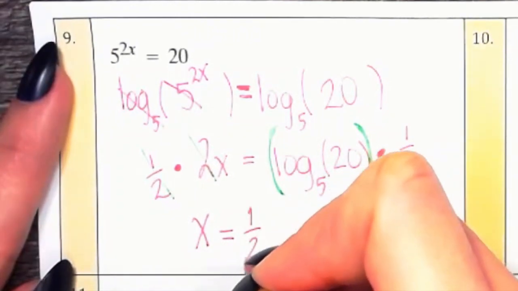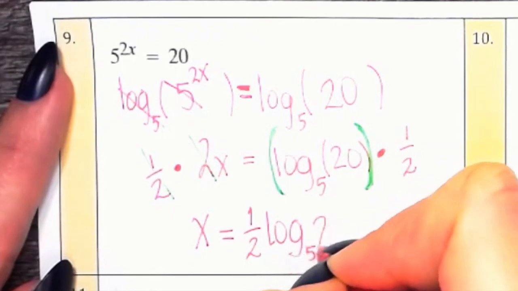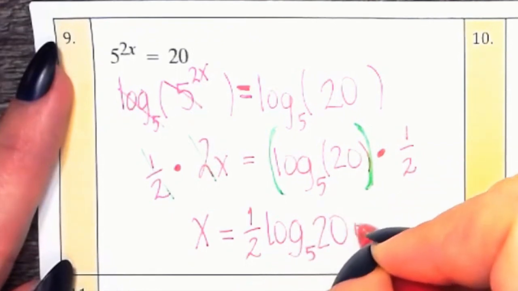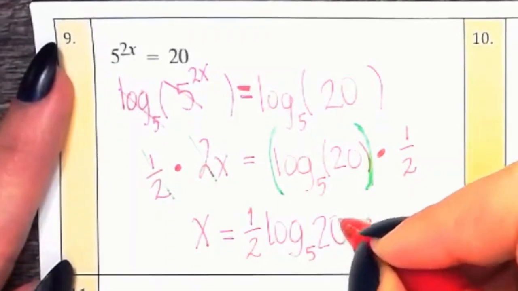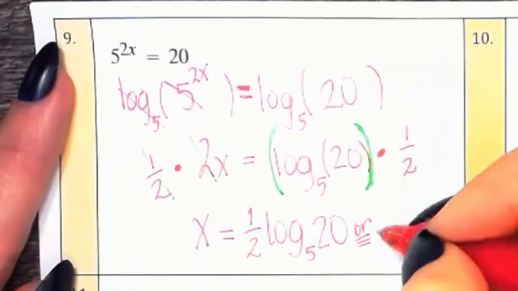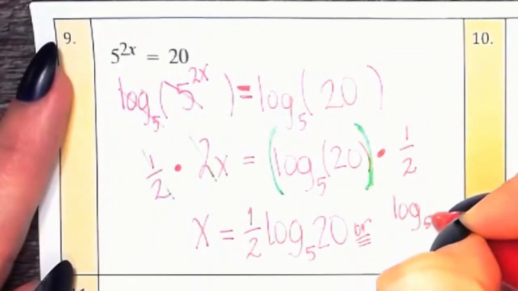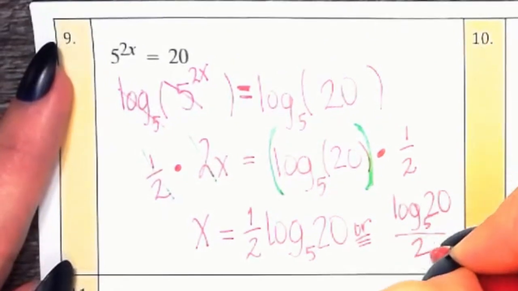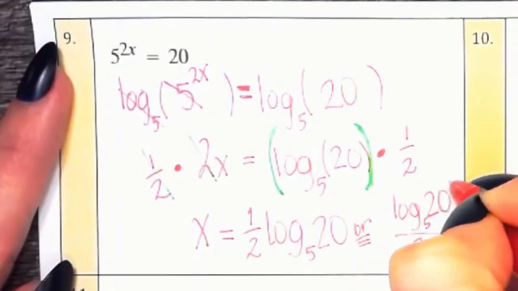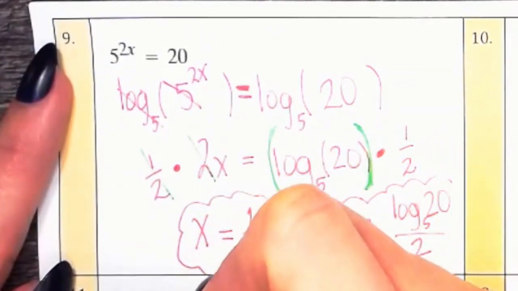So I can write my answer as 1/2 log base 5 of 20, making sure it doesn't look like an O or another 0 and blend in. Or I can write this as log base 5 of 20 all over 2. These are the same answer. So we saw an example like this in the first set of 8 questions.